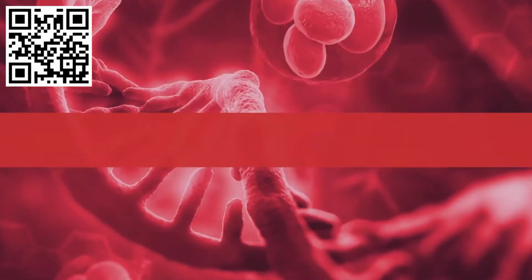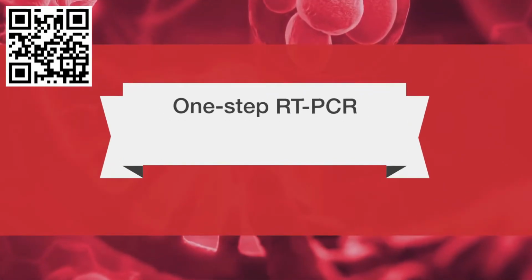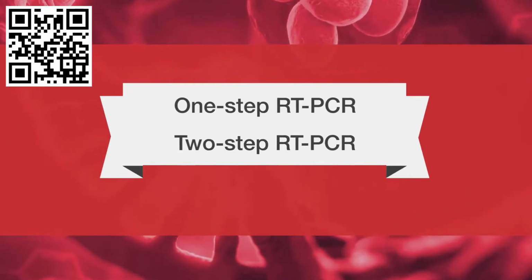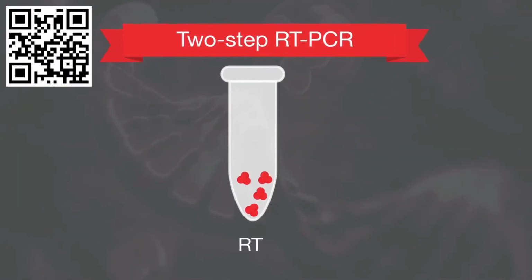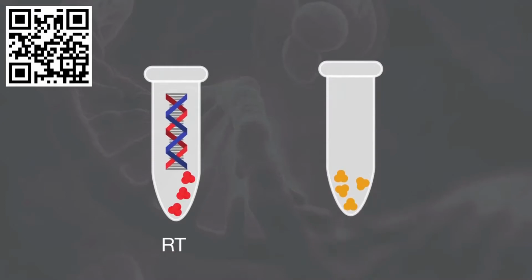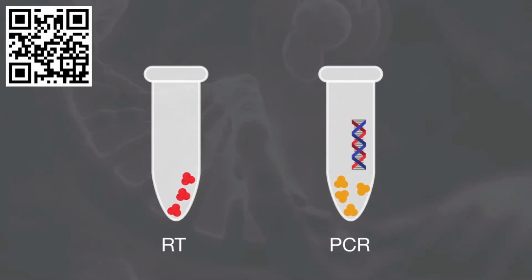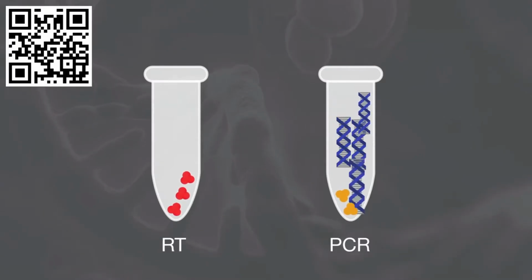There are two primary approaches to reverse transcription for PCR, the one-step approach and the two-step approach. In two-step RT-PCR, the first step involves the reverse transcription, or RT, of RNA by a reverse transcriptase. This reaction generates the first strand complementary DNA, or cDNA. cDNA is then transferred to a separate reaction tube for the second step of this process. During the second step, the second strand cDNA is generated and amplified by a DNA polymerase.